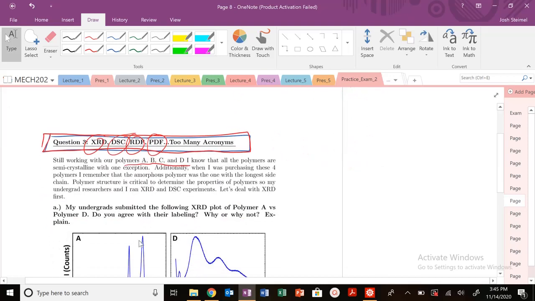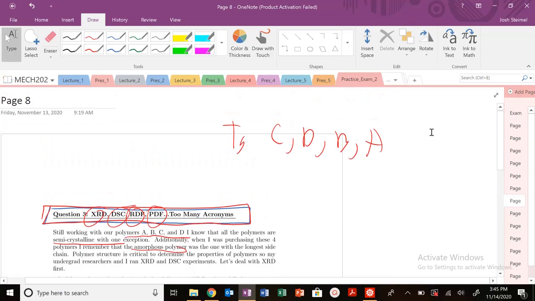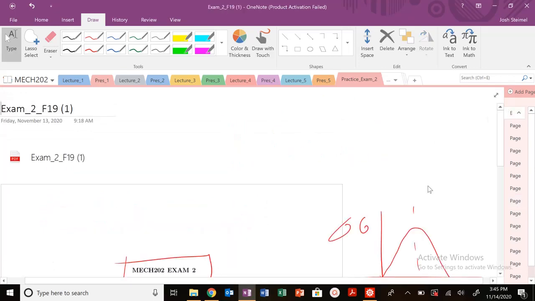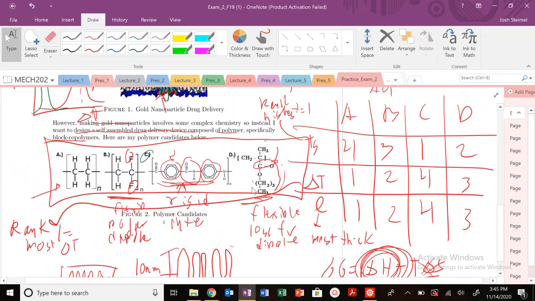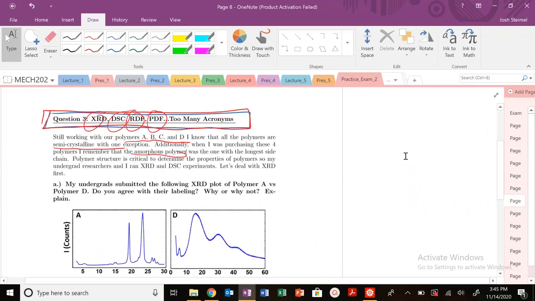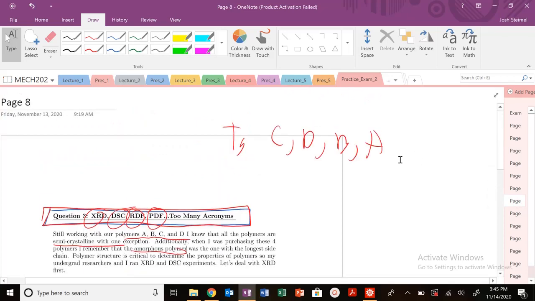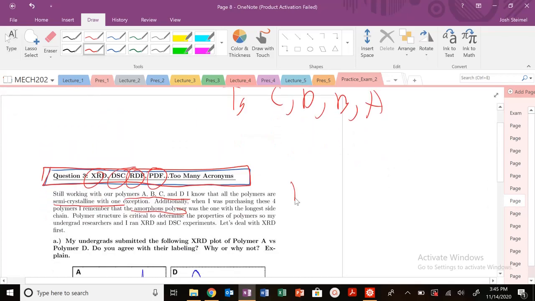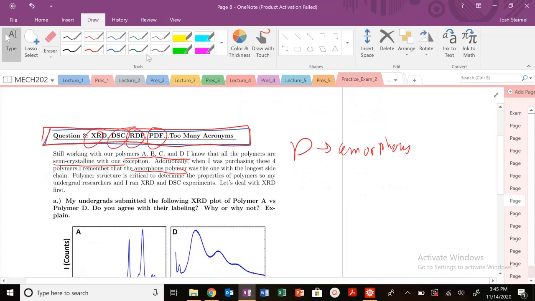So all these polymers are semi-crystalline with one exception. Additionally, with these four polymers, remember the amorphous polymer is the one with the largest side chain. If we look back at our schematic, the one with the largest side chain is clearly going to be D, which is polymethyl methacrylate, which is in fact a fully amorphous polymer. So D is going to be completely amorphous.